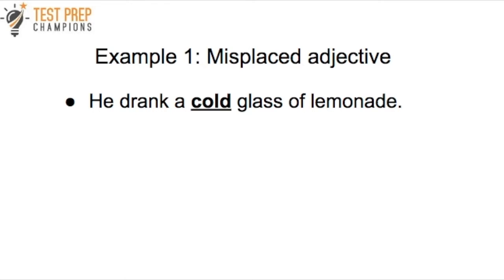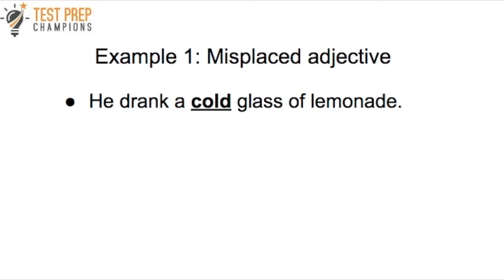Example number 1 is a misplaced adjective. An adjective, simply put, is just a descriptive word. In this case, the word cold, which I've bolded and underlined on screen, is our adjective. So consider the sentence here: He drank a cold glass of lemonade. So the word cold, what is it paired with? Well, we see that it's paired with the word glass.